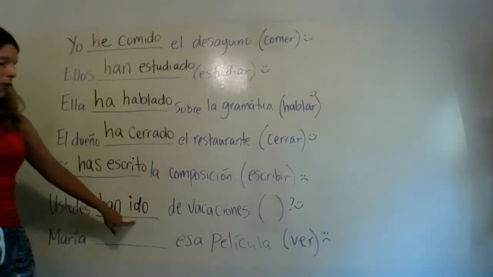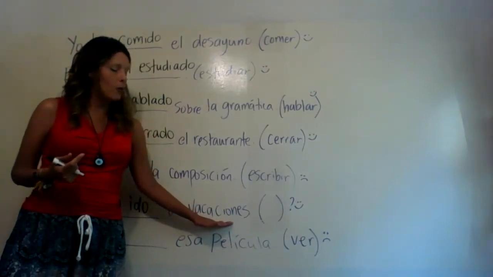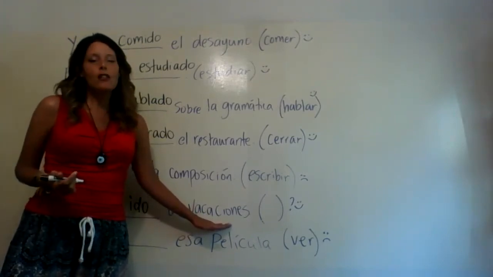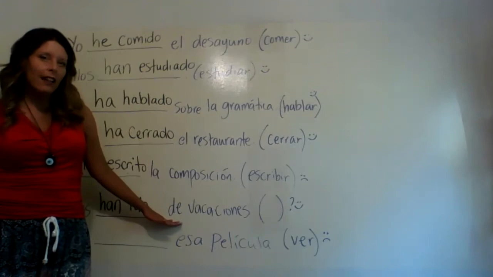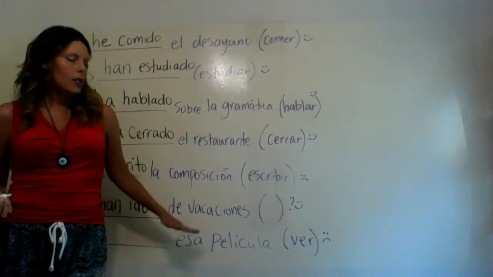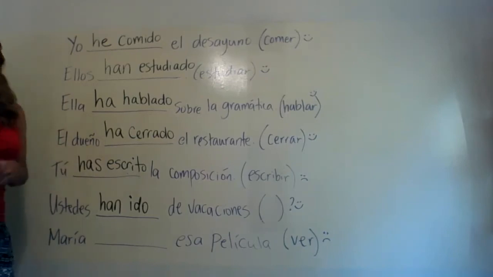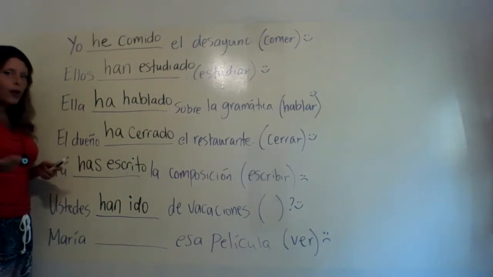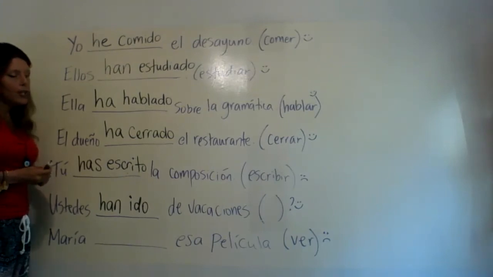Y'all have gone on vacation. We're maybe just talking about one vacation, but when we're talking about going on vacation, we generally use the plural form of the word vacación, so vacaciones, and we generally don't say on or in. We say you're going de vacaciones. So just jot that down, just a little thing to know. De vacaciones, on vacation. And our whole sentence being, ustedes, you all or you guys, ustedes han ido de vacaciones. Y'all have gone on vacation.